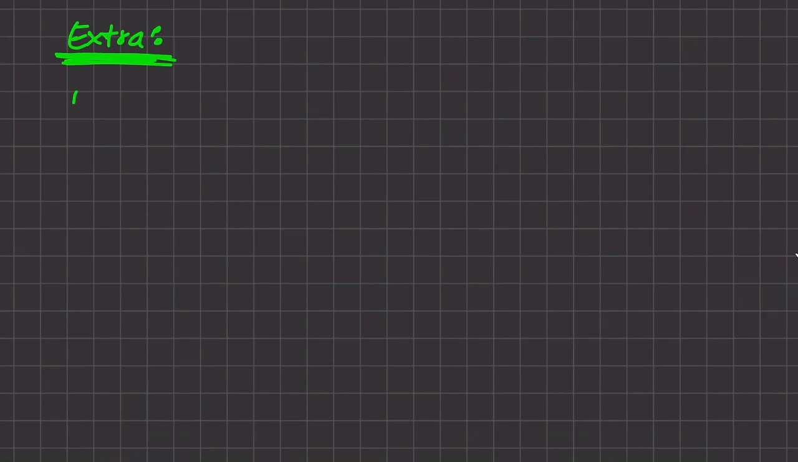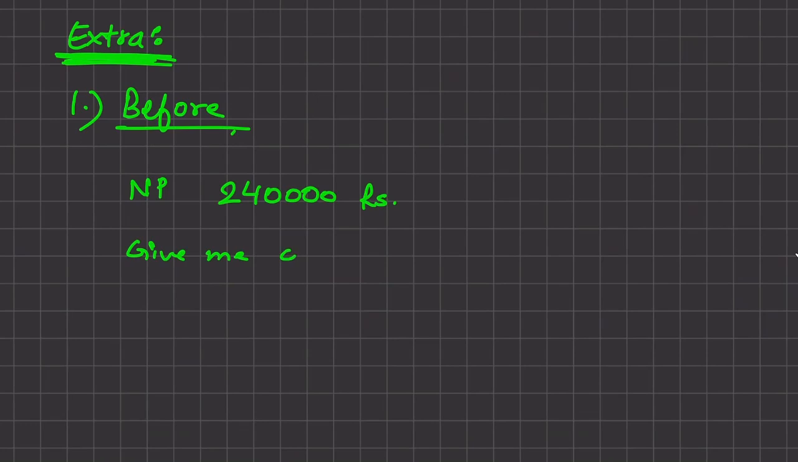Okay, beta. So let us talk about before. So if anybody says there is a net profit of 2 lakh 40,000 rupees, and they say, give me commission of 20% of net profit.